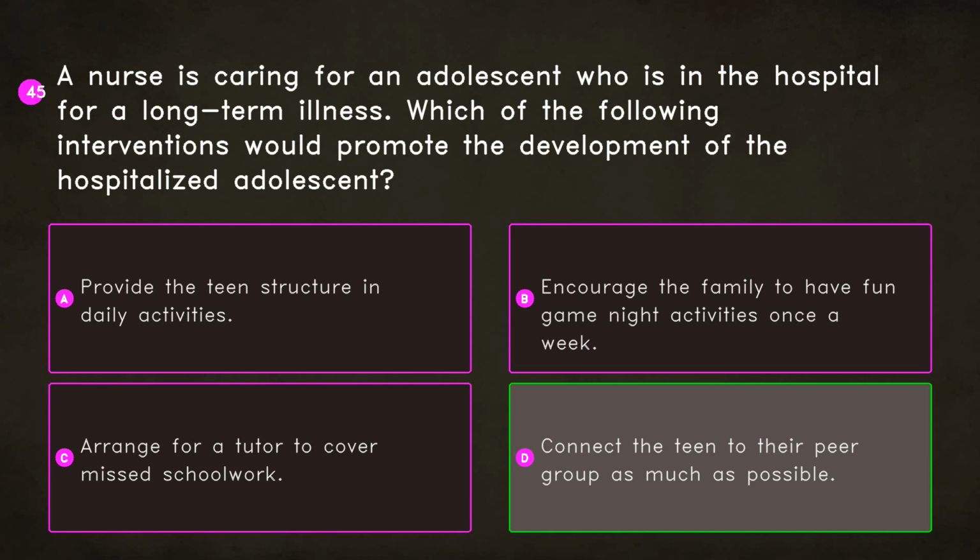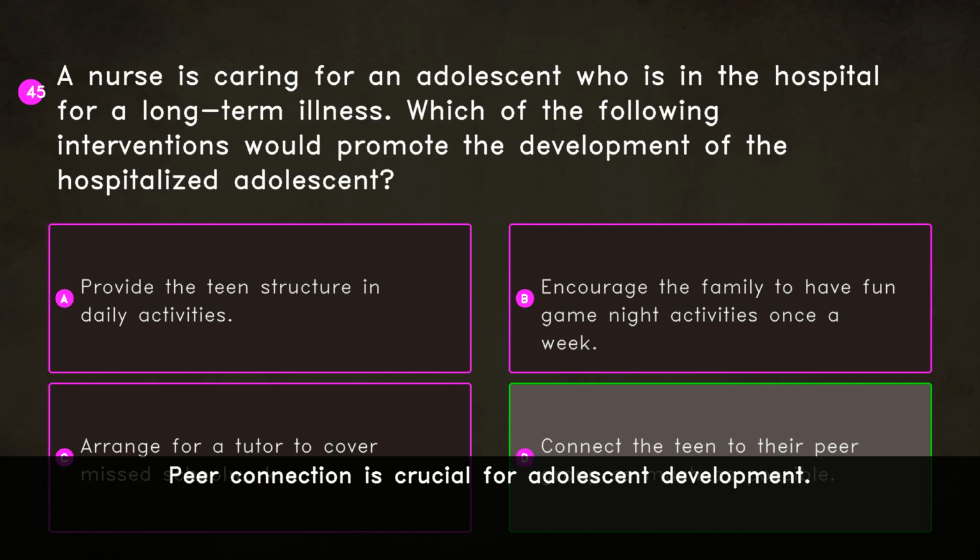The correct answer is connect the teen to their peer group as much as possible. Peer connection is crucial for adolescent development.